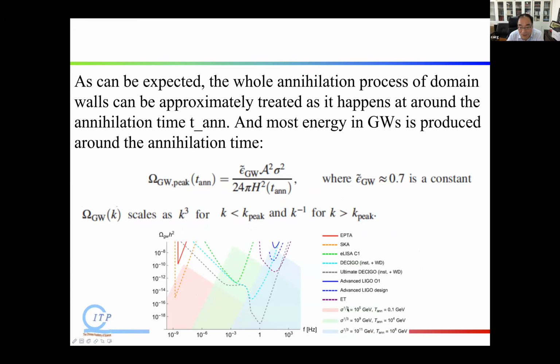This one is for the tension, this one for the time, and this is another one. When the tension increases, the frequency becomes larger. Here are the different sensitivities for the different detectors.